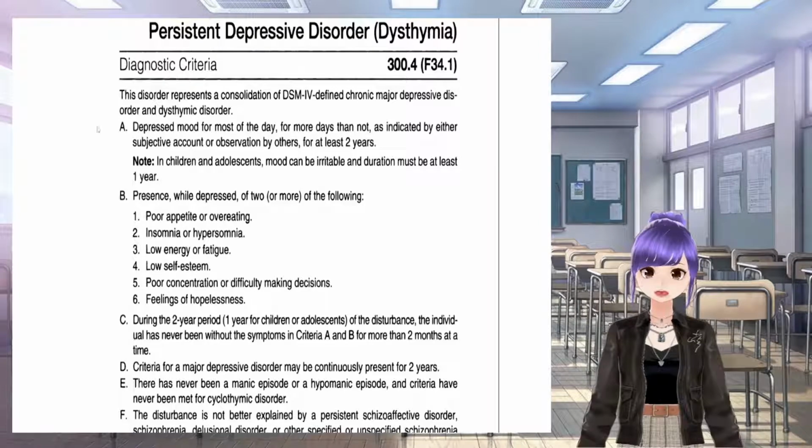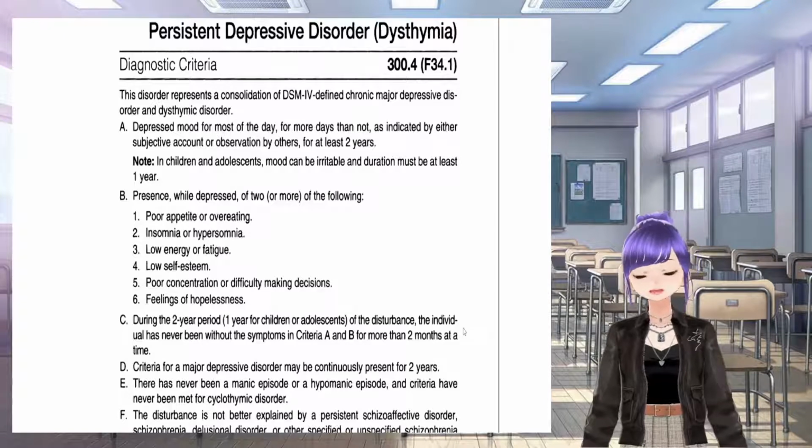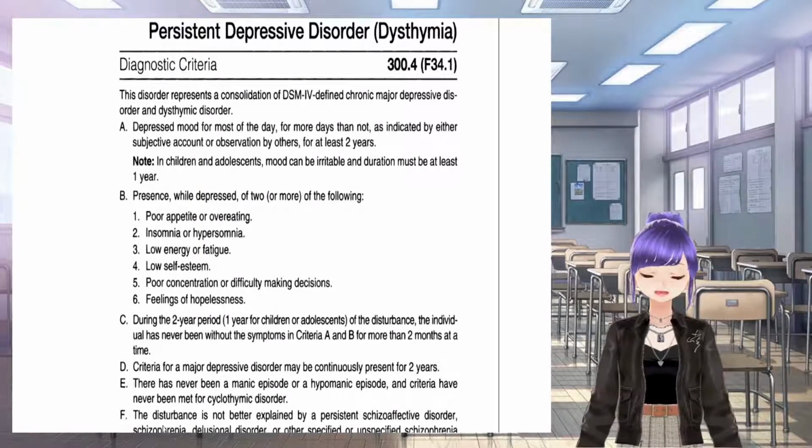Also present while depressed are 2 or more of the following. So it's somehow the same as MDD. But again, the individual did not fulfill criteria A and B for more than 2 months at a time. And also, MDD may be present for 2 years. And of course, the E and F cluster is for the bipolar clause and the schizophrenia clause.